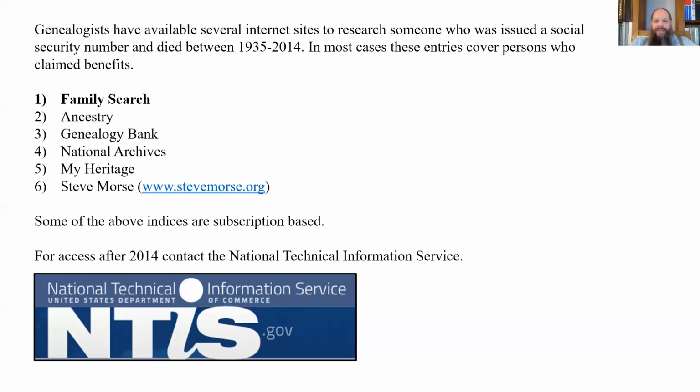FamilySearch is a very easy way to access these online, keeping in mind that not all of these databases provide the numbers, but they do provide the proof of death. So go back and forth and get creative between each of these databases and compare and contrast the information found within each database. Some might contain more information than the others.